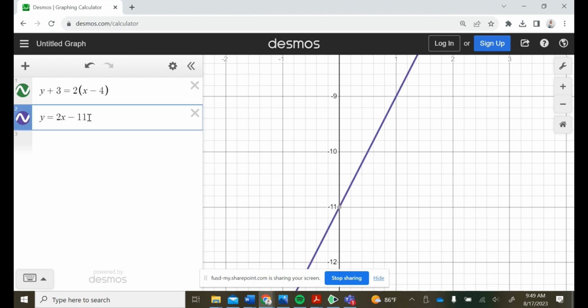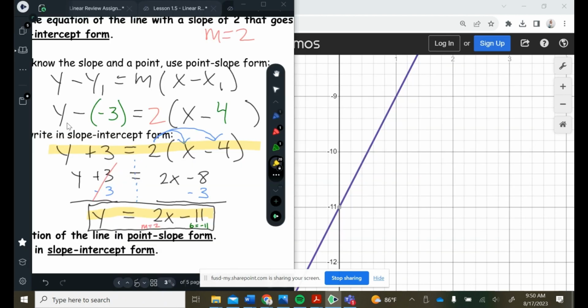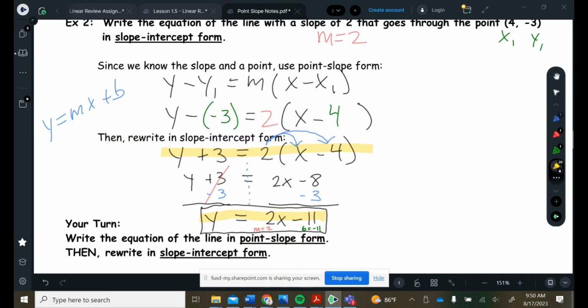If I changed one little number here, like maybe let me change the slope here. Change this 2 to a 3 and take a look. Now they're not the same graph. But if I go back to what we had, exact same graph. So that's just proof that these two equations over here are indeed the exact same equation, just two different forms. One is point slope form and the other is slope intercept form.